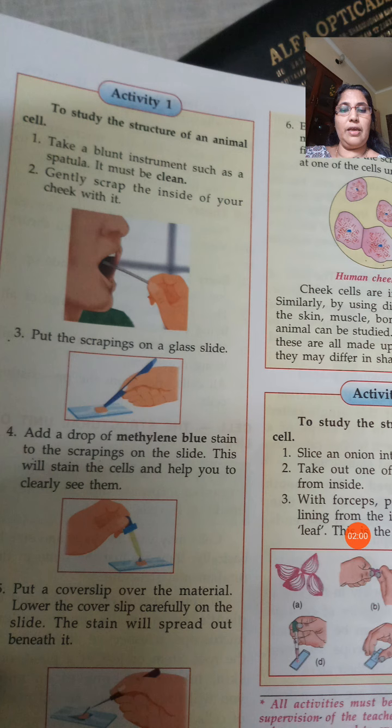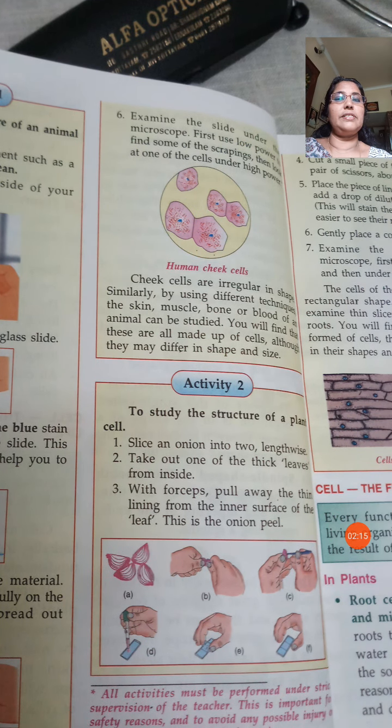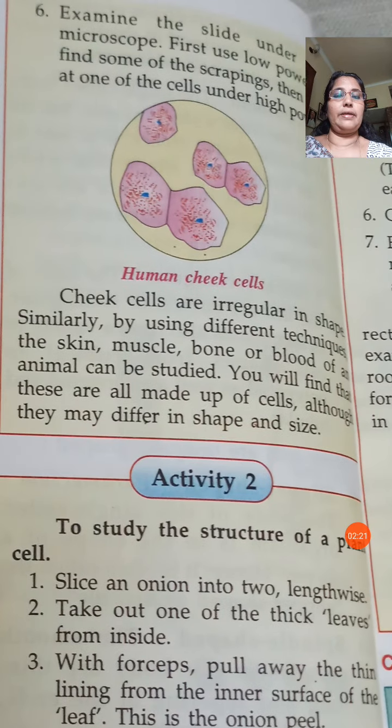We can see in the fifth step a small stamp-like small glass piece is covering it. That will prevent the drying up of the cell. Then after that, if we observe it through the microscope, we can see the human cheek cell. Inside the lining of that cell, we can see through the microscope like this.